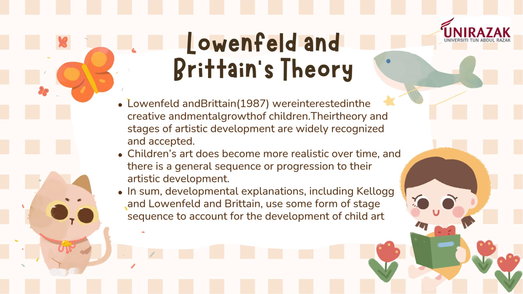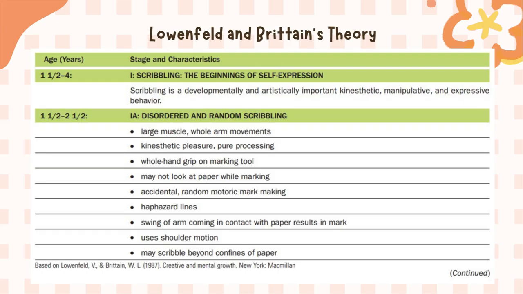Lowenfeld and Britton's theory on children's drawing development highlights the stages of creative and mental growth. Their research shows that children's art becomes more realistic as they age, revealing a pattern in skill development, similar to Kellogg's findings. Their theory explores children's artistic development through identifiable stages that reflect their cognitive and emotional growth. This progression is crucial for understanding child development, suggesting that these stages may also apply to other learning areas.